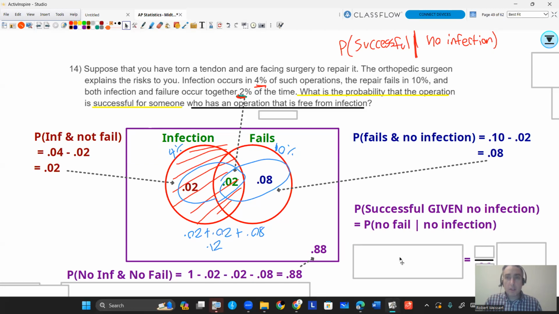Now, successful means no fail. Successful is not failing. So where is it going to be successful? It's going to be successful anywhere that's not in this circle, okay? It's going to be anywhere that's not in here.